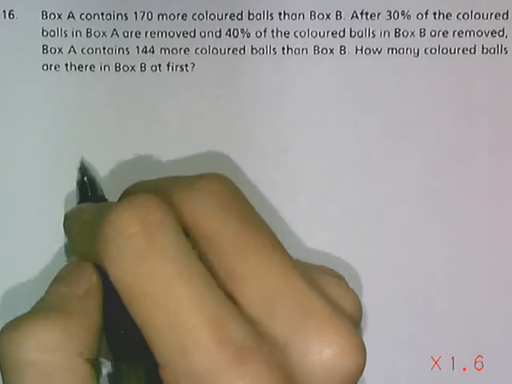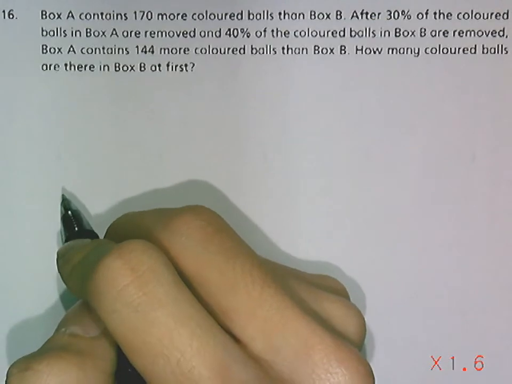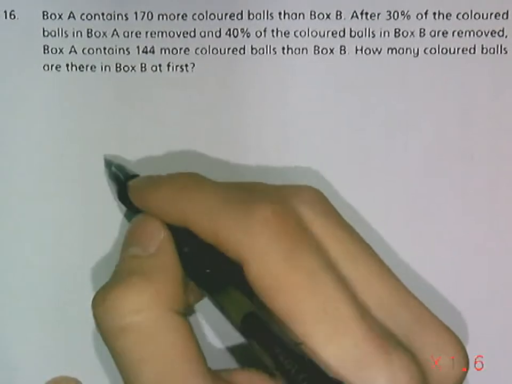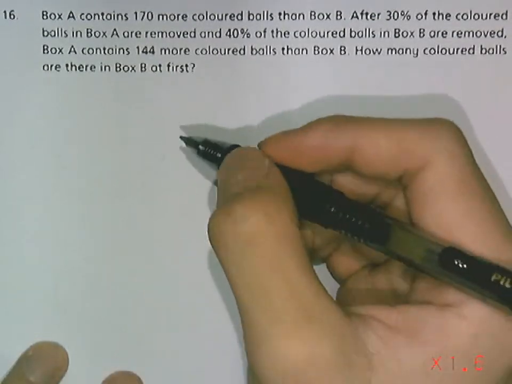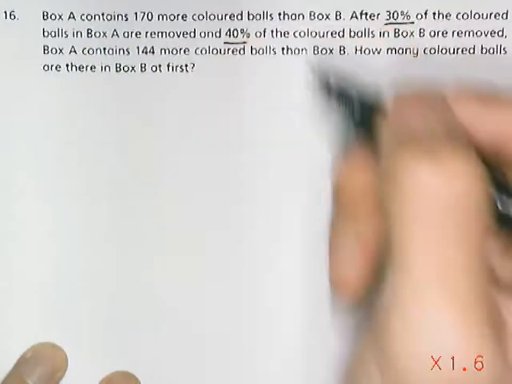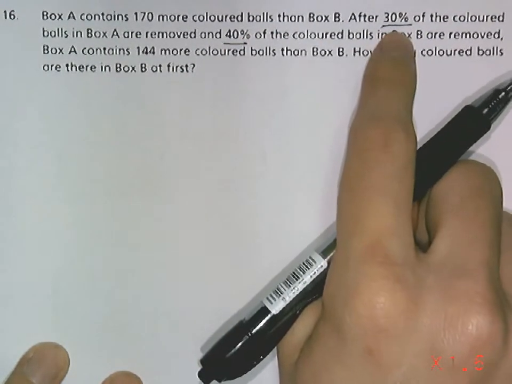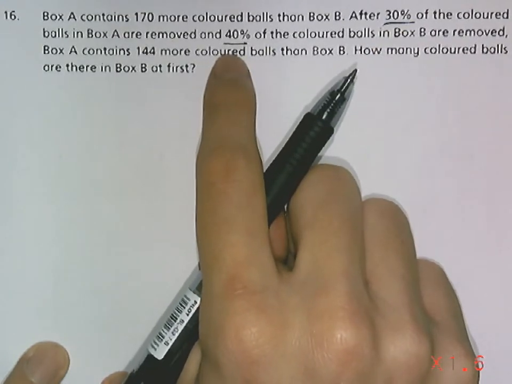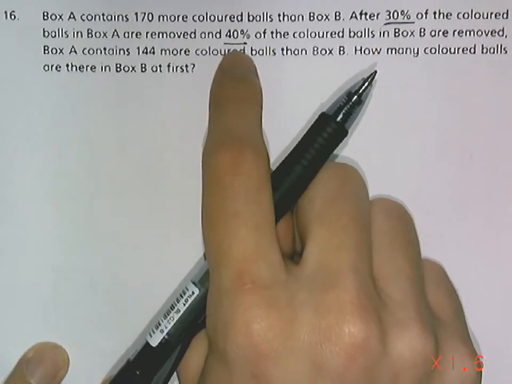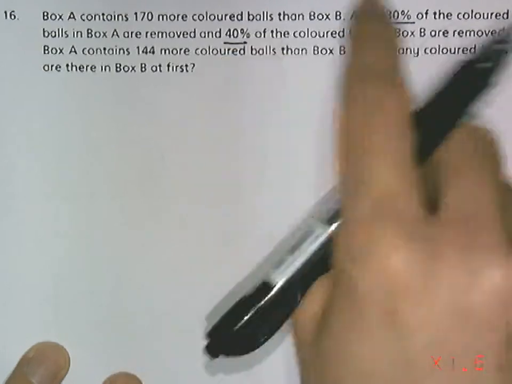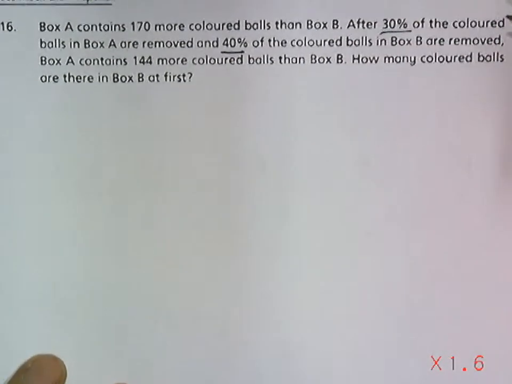Right, we use the keywords in the question carefully so that we can use ratio to solve this question. They are given two ratios already, the 30% and 40%. So we can write 3 out of 10 and 4 out of 10, which is 2/5 as well. So simplifying these ratios.